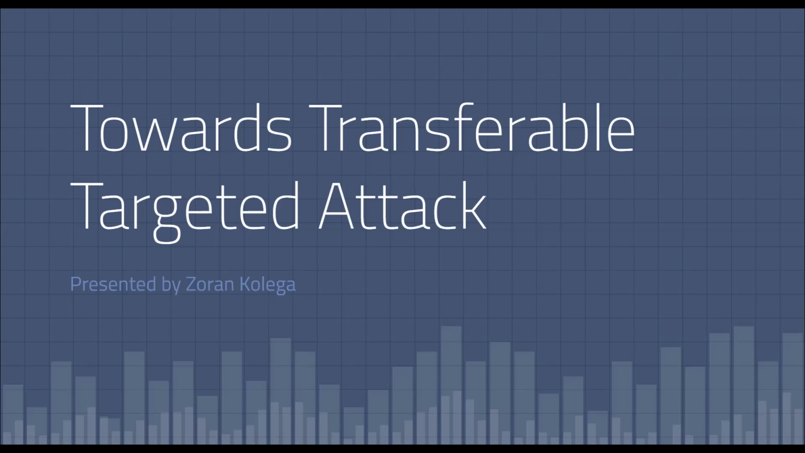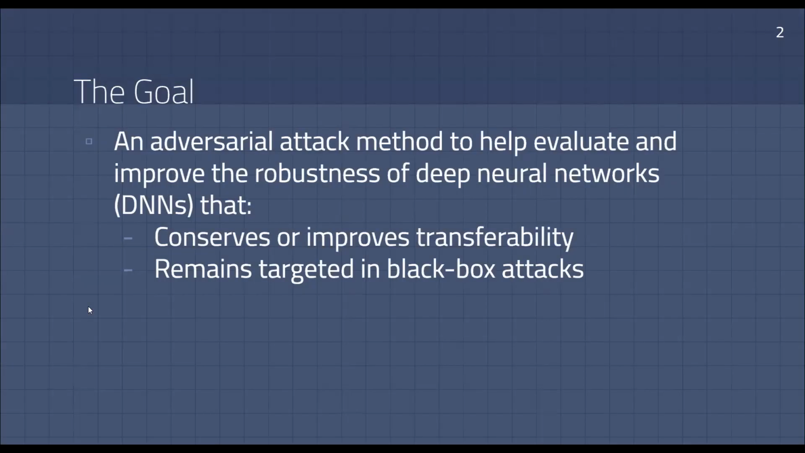But the paper I'll be presenting today is a proposal for an adversarial attack method called Towards Transferable Targeted Attack. The goal of the paper is to design an algorithm that generates adversarial examples to help evaluate and improve the robustness of deep neural networks.